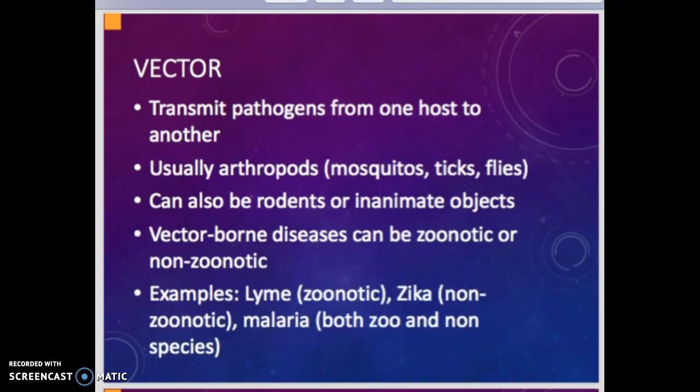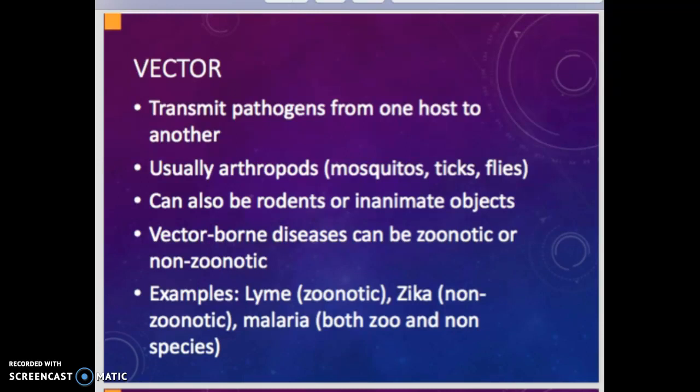A disease that is transmitted by a vector is called a vector-borne disease. A vector transmits pathogens from one host to another, which could be the same species, like from one human to another, or different species, like from mouse to human. When we talk about vector-borne diseases, usually we're talking about arthropod vectors like mosquitoes, ticks, flies, and fleas that transmit pathogens through a bite or a scratch. Technically, vectors can also be rodents if they carry a pathogen from a reservoir to a host, or even inanimate objects that can carry disease, also called fomites.